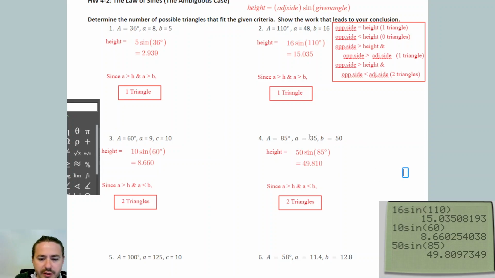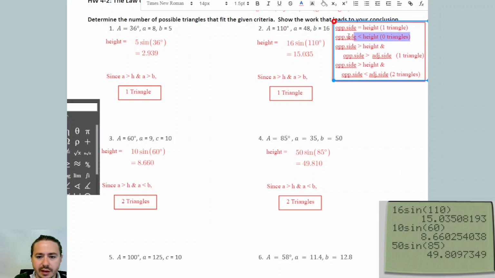Okay, so now look at this. Our opposite side is smaller than the height. So that's going to be this case right here. We don't even have to check it against the other side. We can just say since that A value is smaller than the height, then we get 0 triangles. In other words, there's no possible triangle for this to happen.